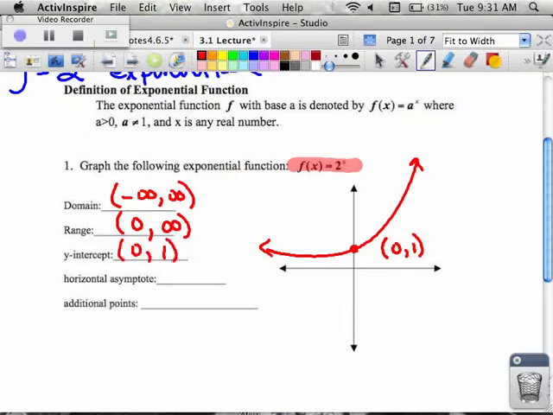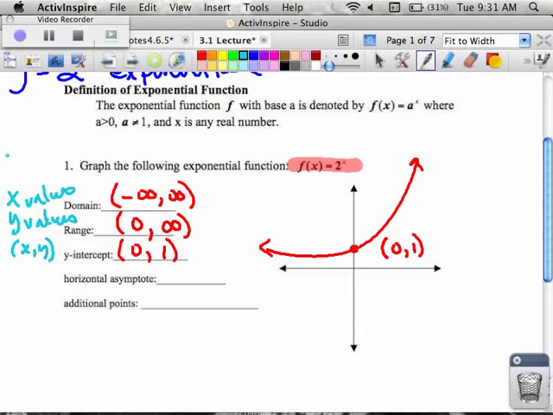Notice how the domains and ranges look similar to the y-intercept because the y-intercept's an ordered pair. Don't forget, domains are only talking about x values. The ranges are only talking about y values. And the intercept is talking about an x, y coordinate. Okay, so there's a difference between what these things are referring to.